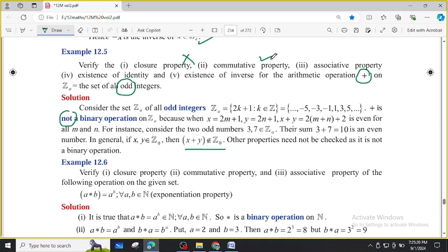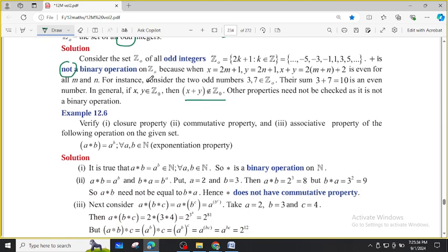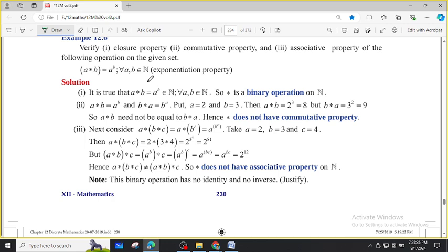Commutative is true: by adding odd numbers, x plus y equals y plus x. Associative is also true. For identity, 0 is the identity. The inverse is also true. Only closure fails; the other properties we can get. Now verify the closure property for another operation.